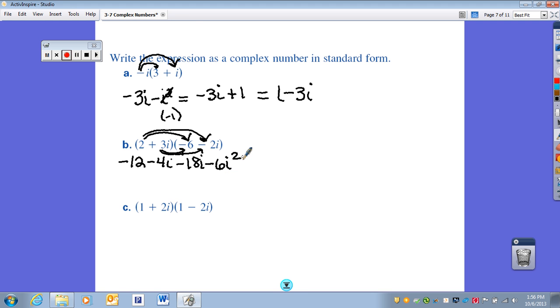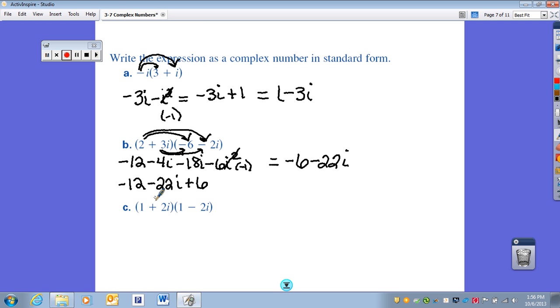So to simplify, please remember that i squared is negative 1. So we actually have negative 12. Combining negative 4i and negative 18i together, that's going to give me negative 22i. And then negative 6 times negative 1 is positive 6. So writing in standard form and combining like terms, we have negative 12 plus 6, which gives me negative 6 minus 22i as my complex number.